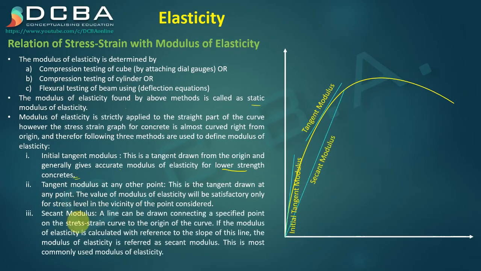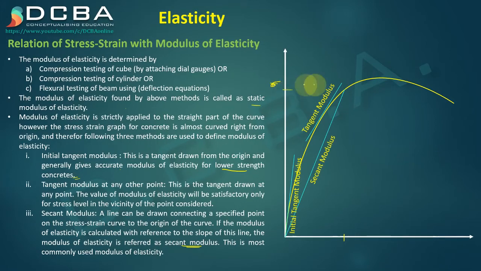Okay. And the third one is secant modulus. That is, you have to join from the origin to a specified point on the stress strain curve. Now, if the modulus of elasticity is calculated with reference to the slope of this line, it is referred to as secant modulus. This is the most commonly used modulus of elasticity. Generally, this point will be a point where a particular strain is specified. So for a particular strain, or for a particular stress, that point would be chosen.